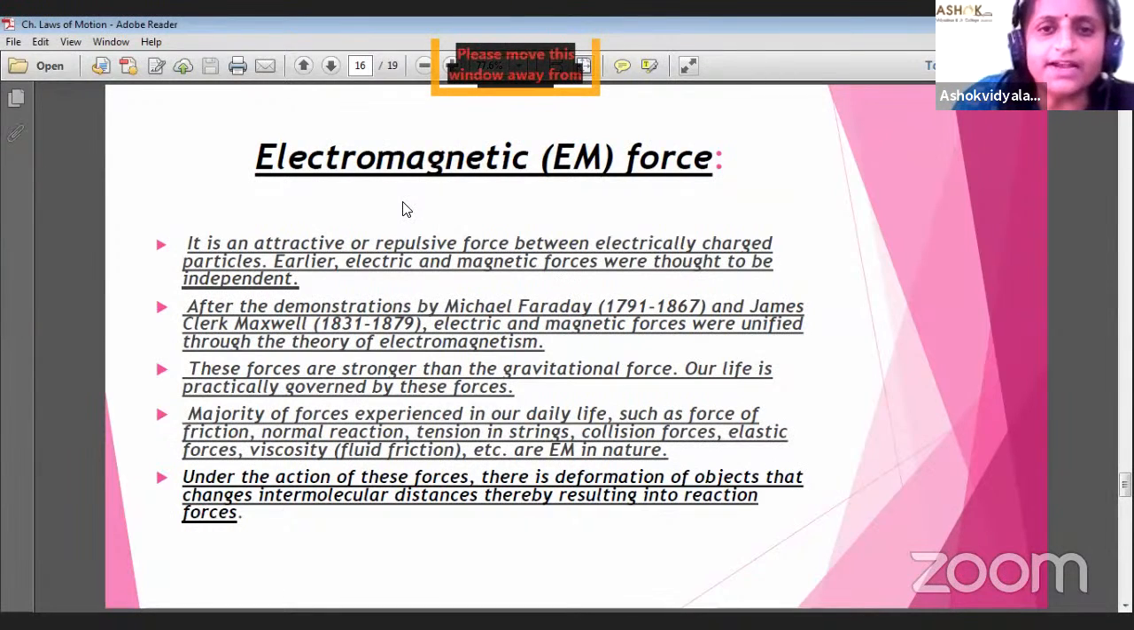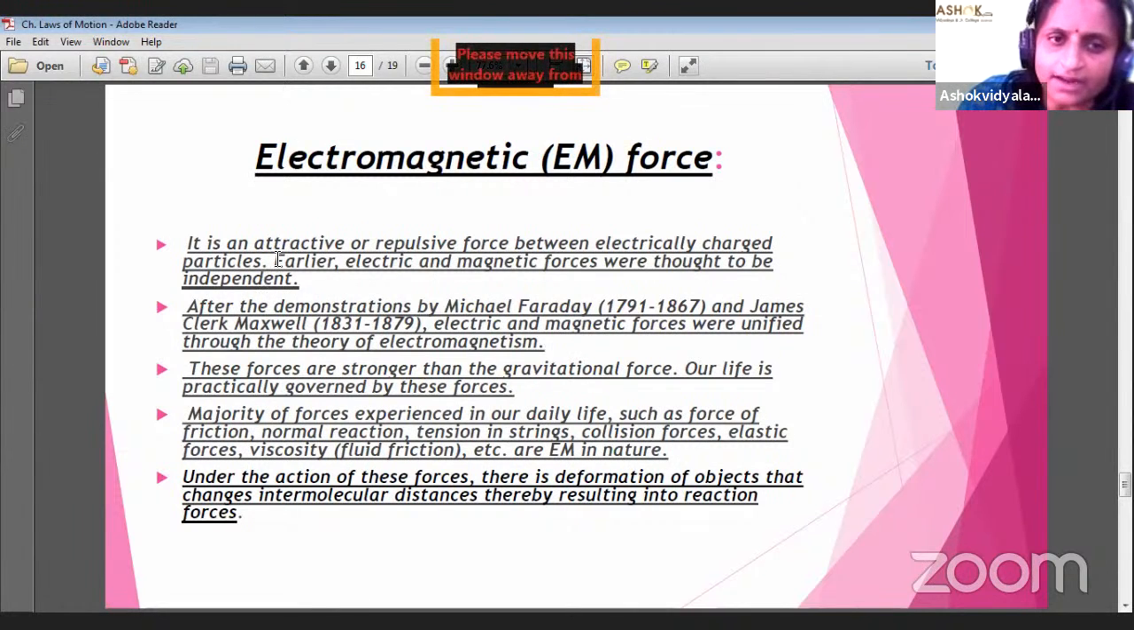Next type is electromagnetic force. It is an attractive or repulsive force between electrically charged particles. That is, electric and magnetic force were thought to be independent. That is Coulomb's law of charges. The force of attraction or repulsion between two electric charges is directly proportional to the product of their charges and inversely proportional to the square of the distance between them. That law is called Coulomb's law in the electromagnetic force.